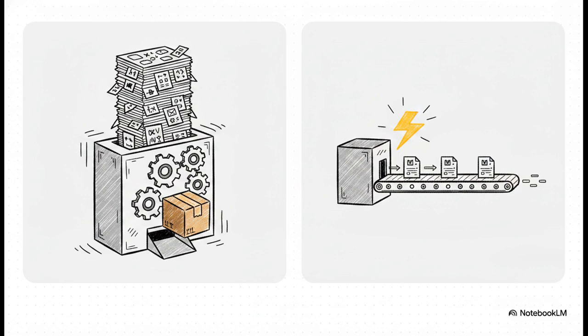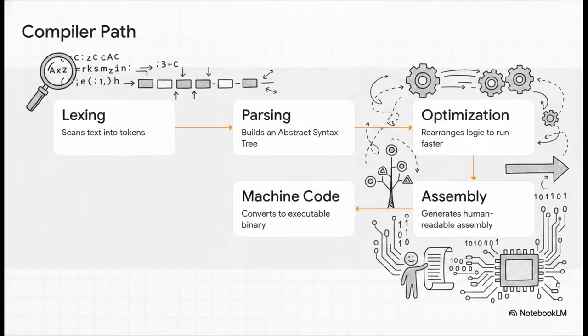And what's really fascinating here is that there isn't just one unified way to do this. It depends entirely on the programming language you choose. On one hand, we have compiled languages, like C or C++. These are translated entirely ahead of time into a standalone executable file. But on the other hand, we have interpreted languages, like Python or JavaScript. These take a vastly different approach, translating your code on the fly, step by step, right while the program is actually running. Let's trace that compiler path first.